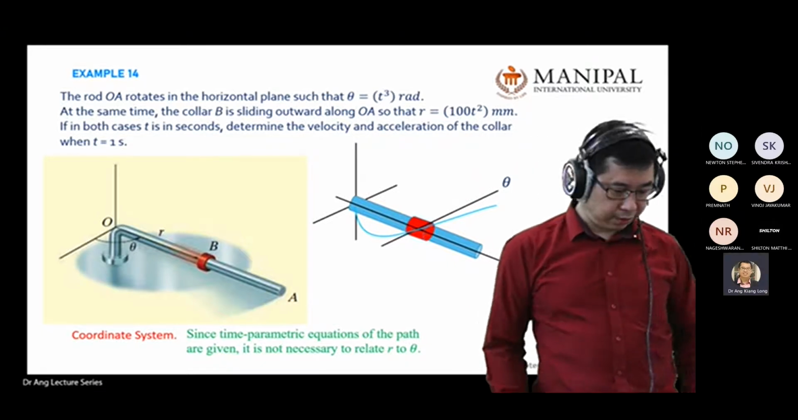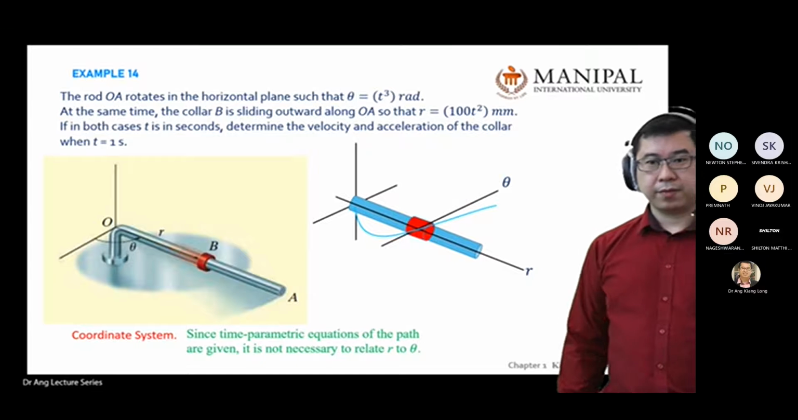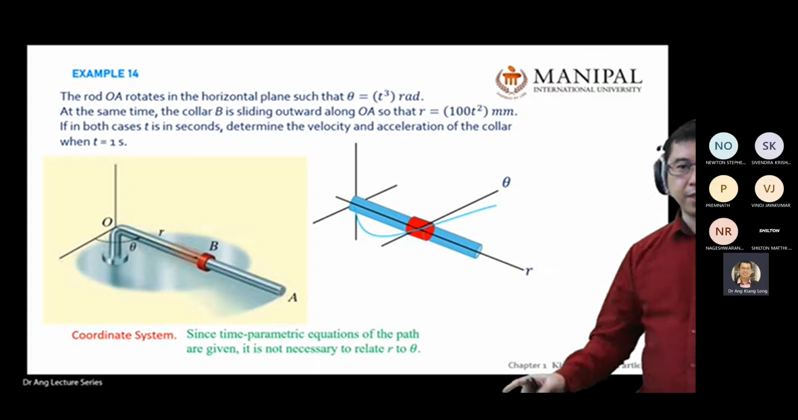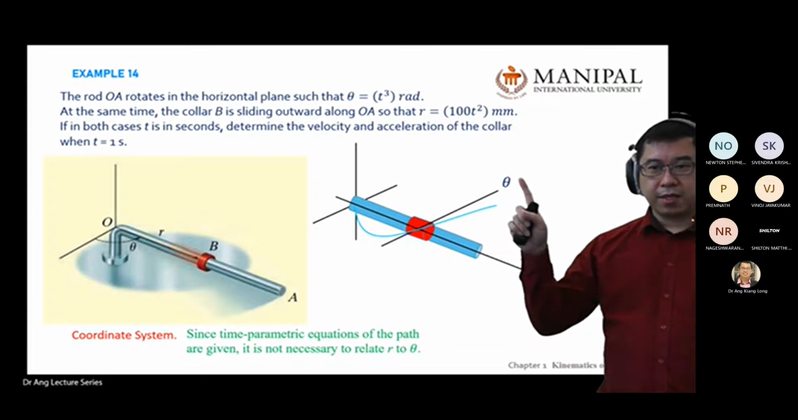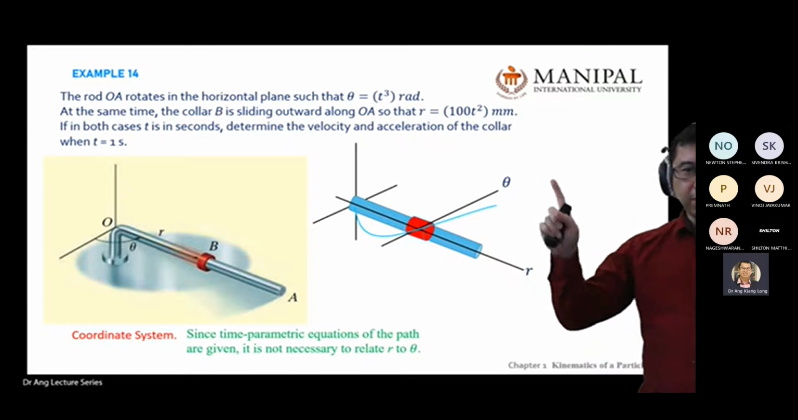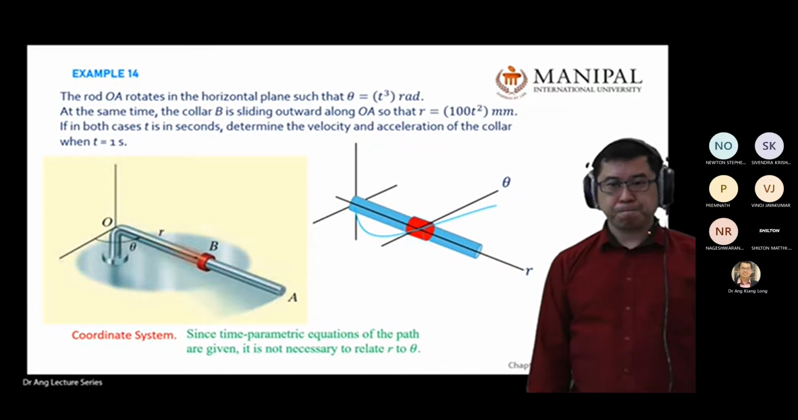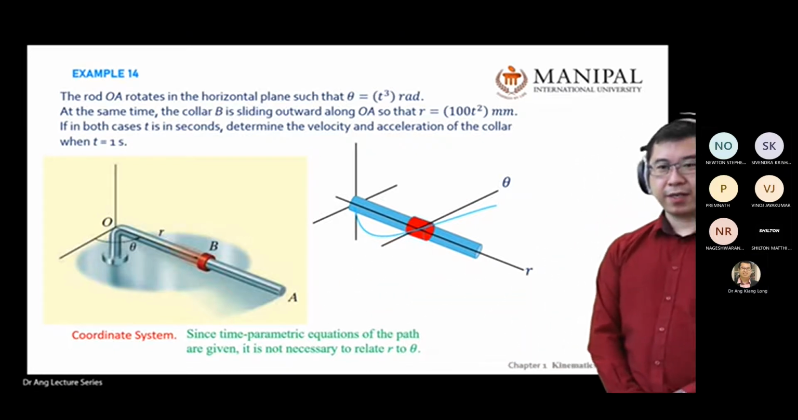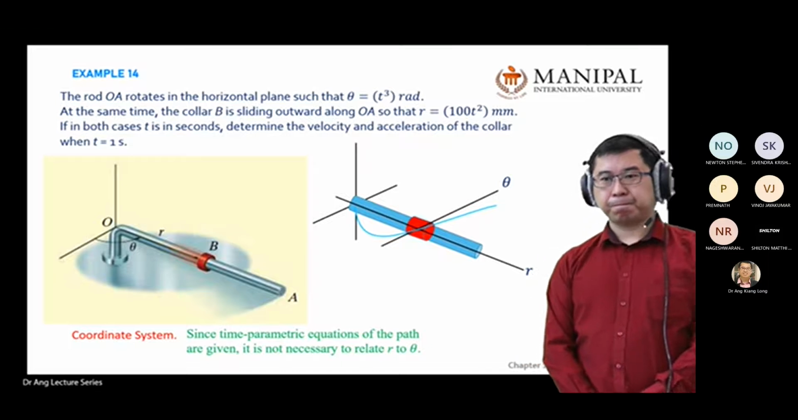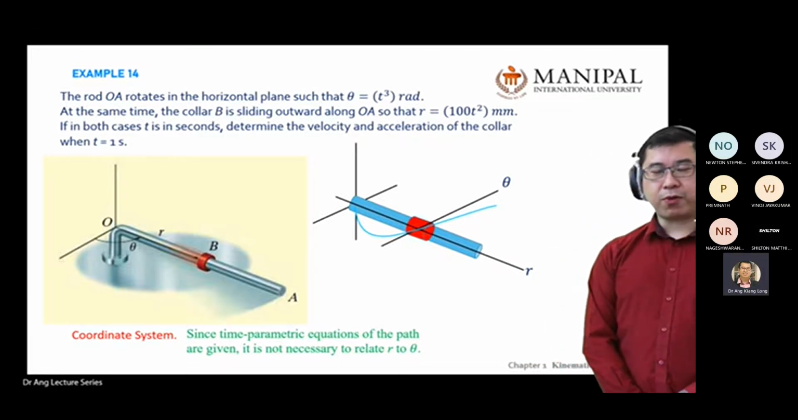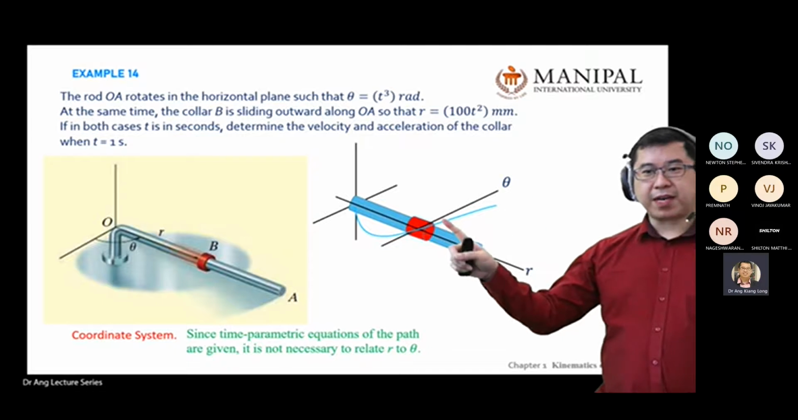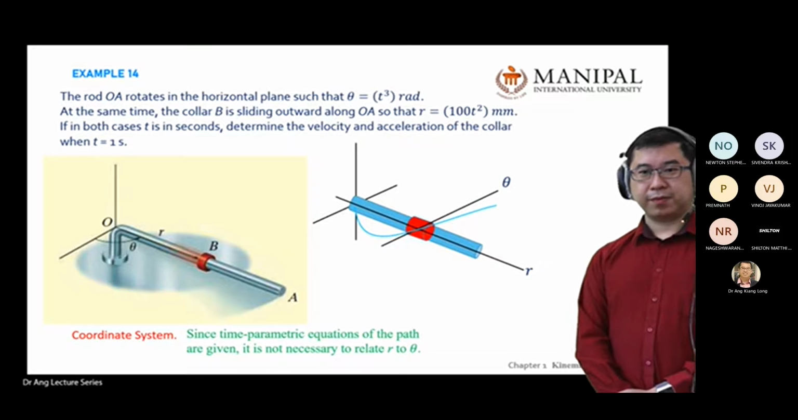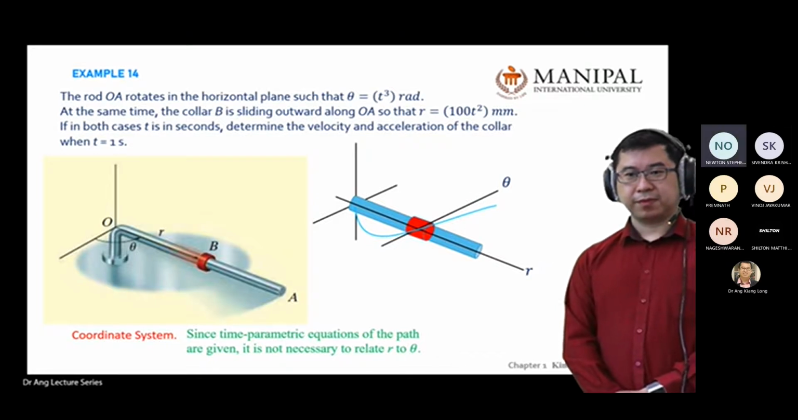Steven, are you there? Steven? Yes, sir. Why can you label your theta axis in this direction? Why is your transverse axis positive in this direction and not this direction? What do you think? Why do we put our positive axis in this direction? Because it's moving in that direction.